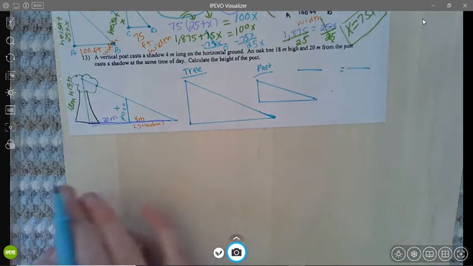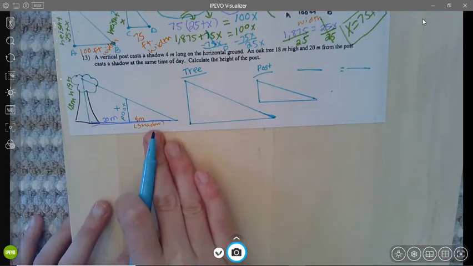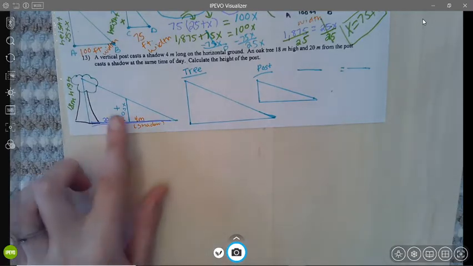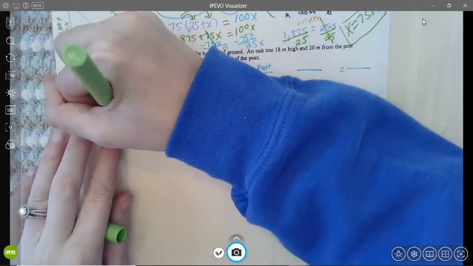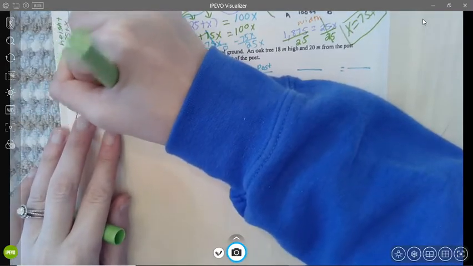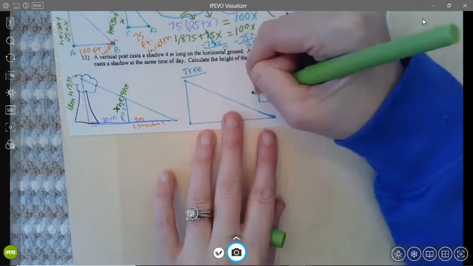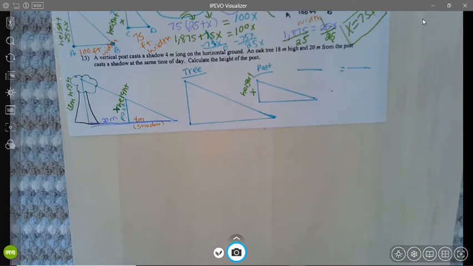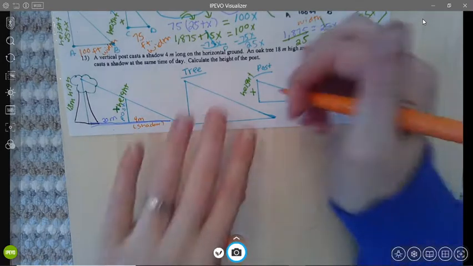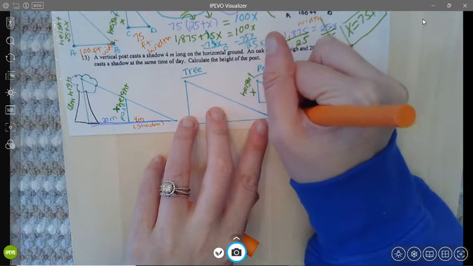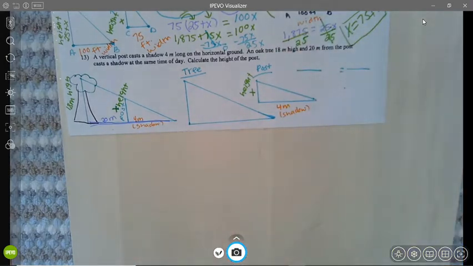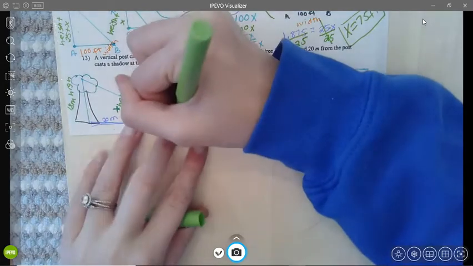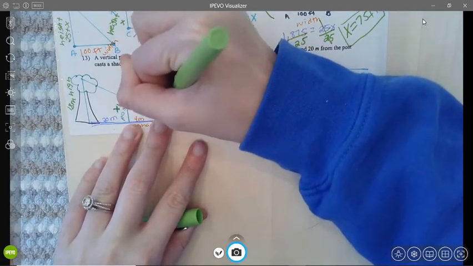Okay, so I know some things about the post and the tree. I'm going to start with the post because we know more about the post than we know about the tree. So the height of the post, I don't know. So I'm going to put X for our height. So this is our height. And it said the shadow of the post is 4 meters. So I know that the shadow is 4 meters. Now the height of the tree I know is 18 meters.